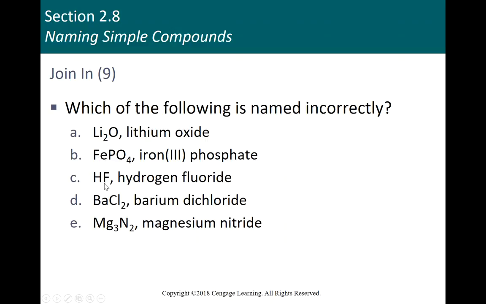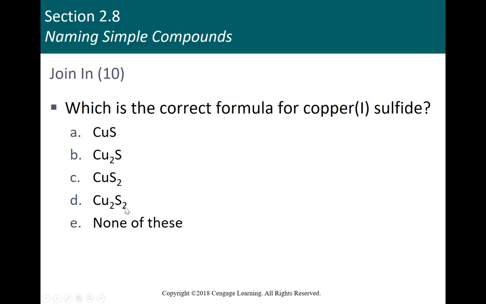This one, we could think that this is an acid, but it would have to be aqueous to be an acid, so we're going to just name it as is and name it hydrogen fluoride. This is a metal, non-metal. Notice they use the prefix. You only use prefixes for non-metal, non-metal, and so choice D is the correct answer on that slide.